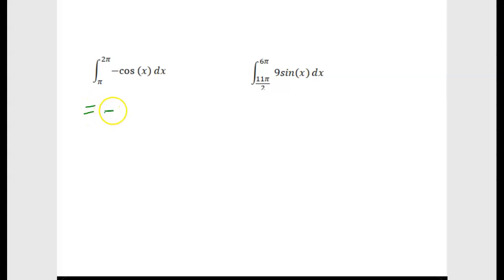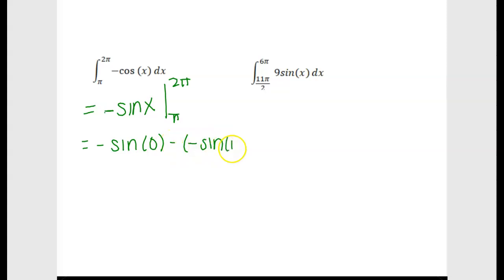So it's negative sine x from pi to 2 pi. You get negative sine of 2 pi minus a negative sine of pi. Sine of 2 pi is 0, sine of pi is 0.